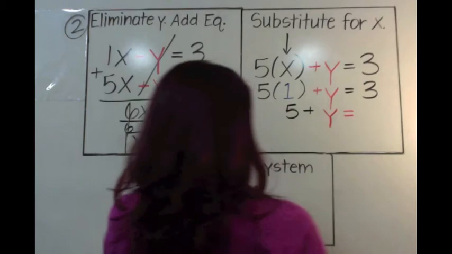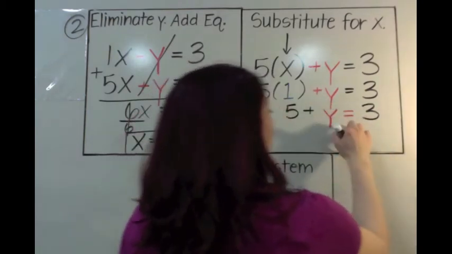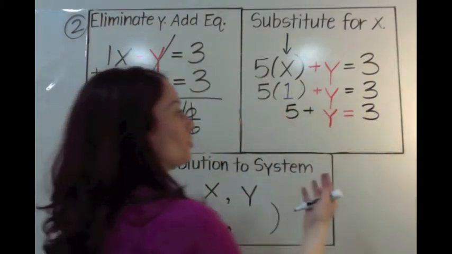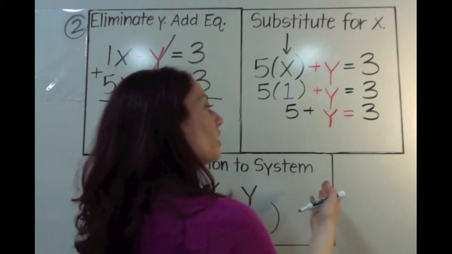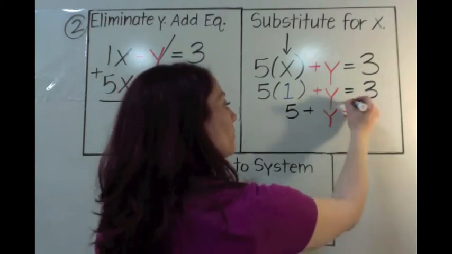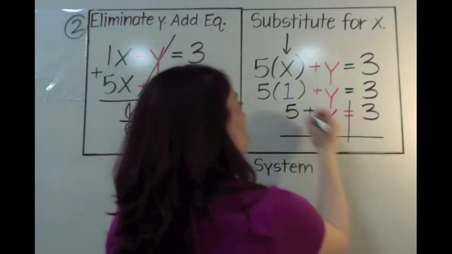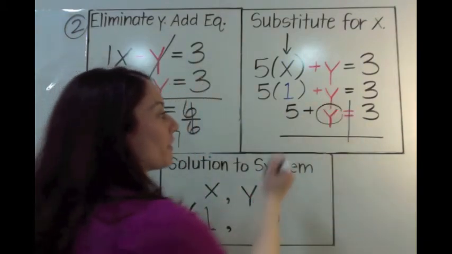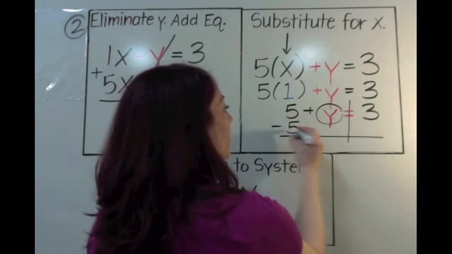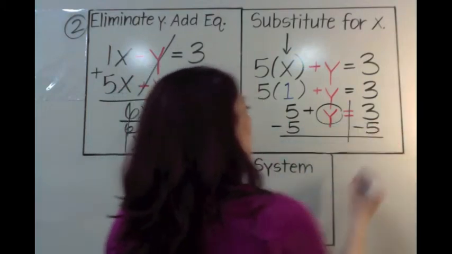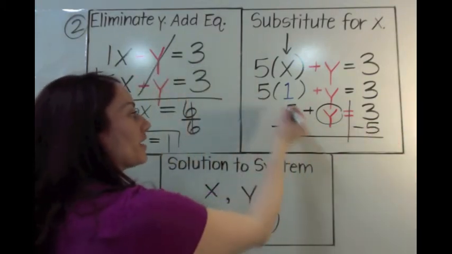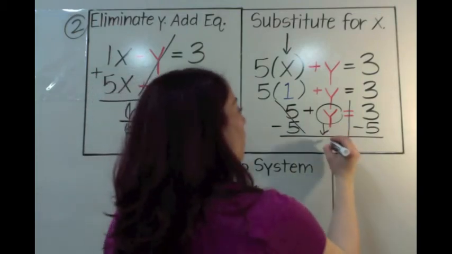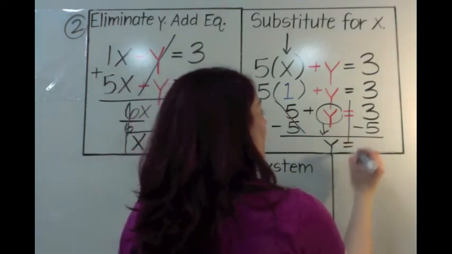So 5 plus y equals 3. How do we figure out what y is? What do we have to do? Remember, to solve for y, we're going to make a t. Remember this? Circle y. What's the opposite of positive 5? It's negative 5. Subtract 5 from both sides. A positive 5 and a negative 5 makes 0. Bring down the y.